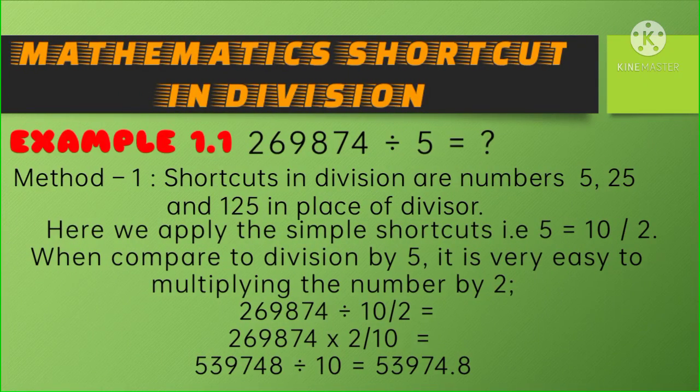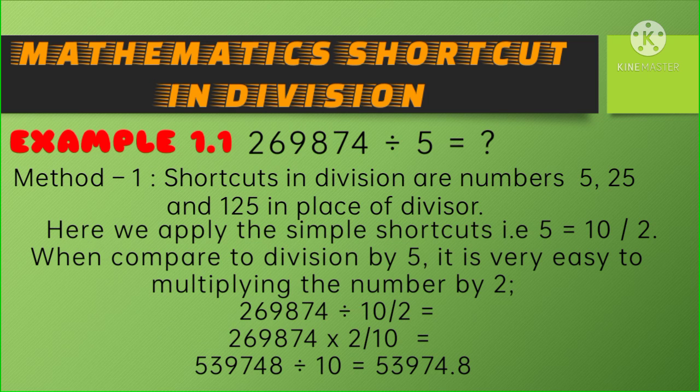Mathematics shortcut in division. Method 1. Shortcuts in division when the divisor is 5, 25, or 125. Let's take an example. 269,874 divided by 5. Here we apply a simple shortcut. We know already that 5 is equal to 10 over 2. When we compare to division by 5, it is very easy to multiply the number by 2. Just follow the steps.